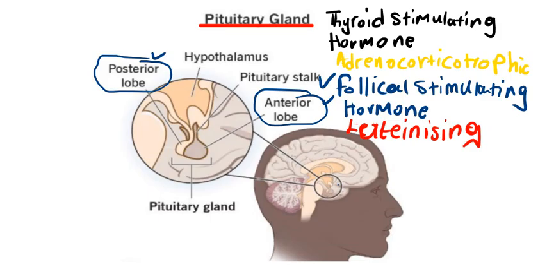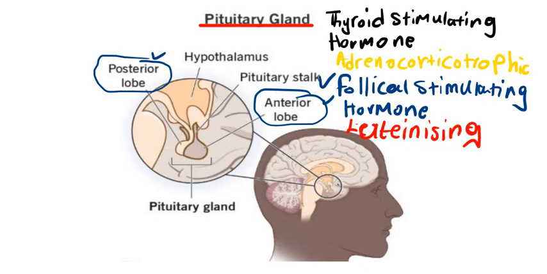Now, thyroid stimulating hormone is the hormone that stimulates the thyroid gland to function. We all know that the thyroid gland is the one that is responsible to secrete the hormone called thyroxine, which plays a vital role in the body of the human being. But in order for it to do that, there is a need of thyroid stimulating hormone secreted by the what? By the pituitary gland, to be specific, by the anterior lobe.